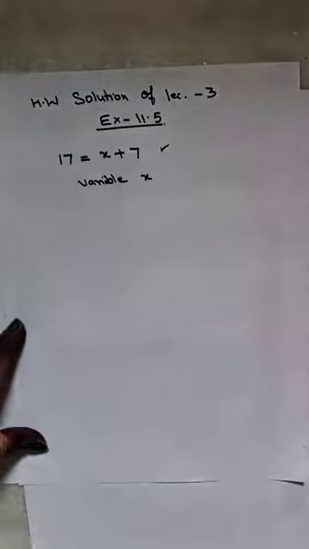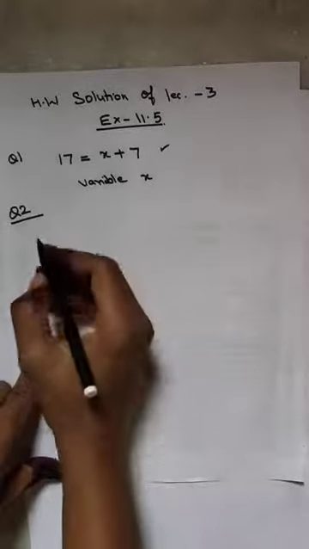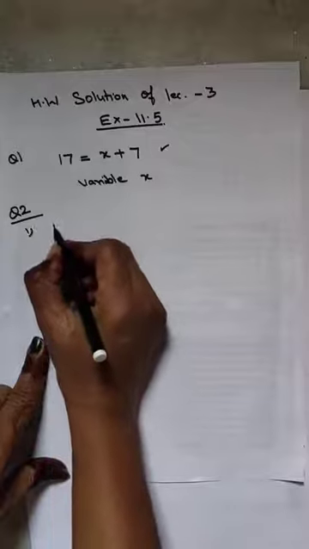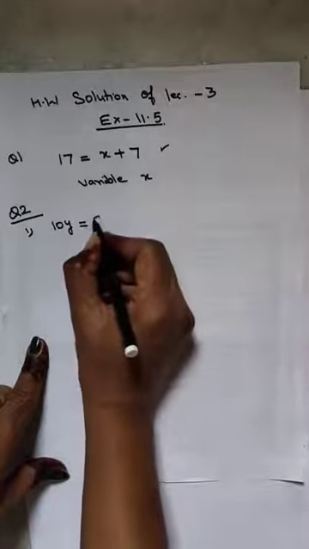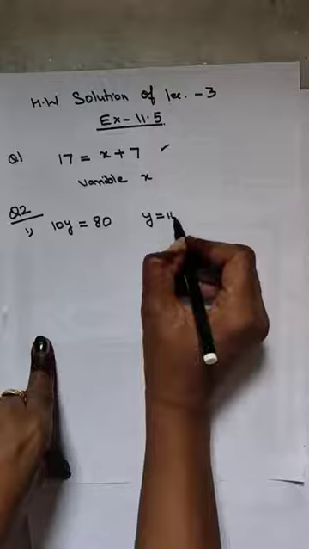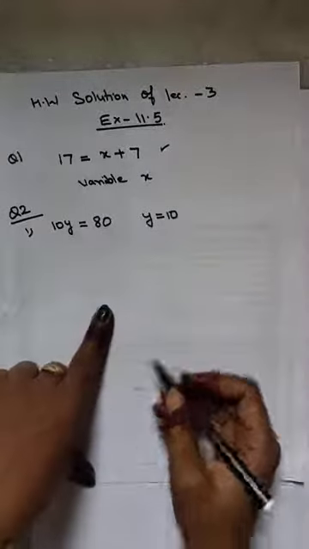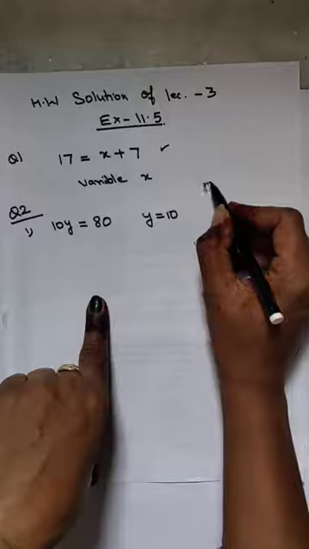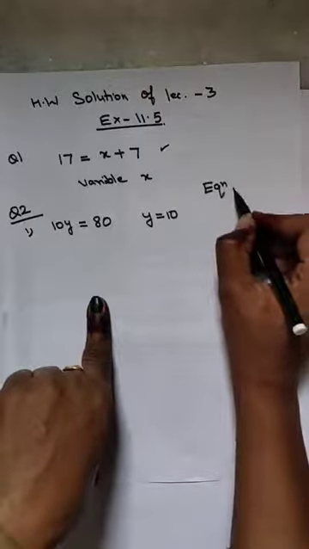Variable is x. In this way you have to do the complete question. Now see, in question number 2, one table is given to you and in that table you have to fill the third column. Okay, again I am doing one or two parts for you. First part is 10y equal to 80. This is given and the variable value is given to you, y equal to 10. Now you have to tell whether the equation is satisfied with this variable or not.